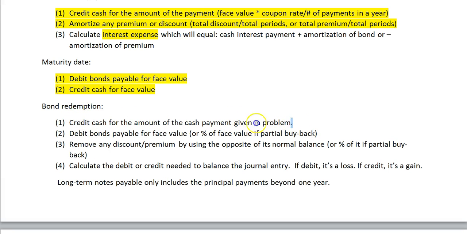Redemption of bond. I would first credit cash the amount we paid to redeem the bonds. Remember, redemption, we bought them back. I would debit bonds payable for face value. It says percent of face value if it's a partial buyback. So if we only bought back 50% of them, we'd basically multiply it by 50%. We didn't see an example like that. Remove any discount or premium by using the opposite of its normal balance. Okay, so a premium has a normal credit, so we debit it to take it off. A discount has a normal debit, so we credit it to take it off. And again, if it was a percent one, we can multiply it, say, by 50% or whatever percent buyback it is.